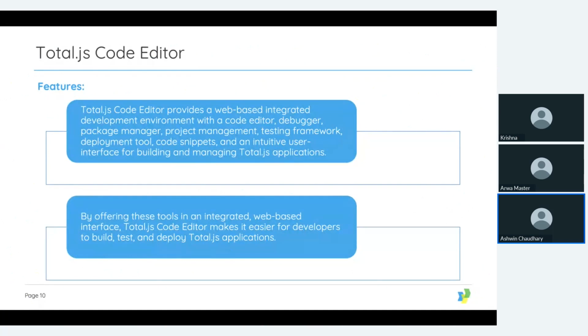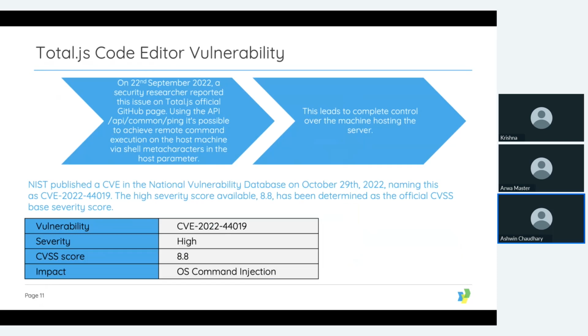And this is an IDE wherein you create your application. So what is this vulnerability about, right? On 22nd September 2022, a security researcher reported this issue on the Total.js official GitHub page. Using the API common ping, it is possible to achieve remote command execution on the host machine via the shell meta characters in the host parameter.